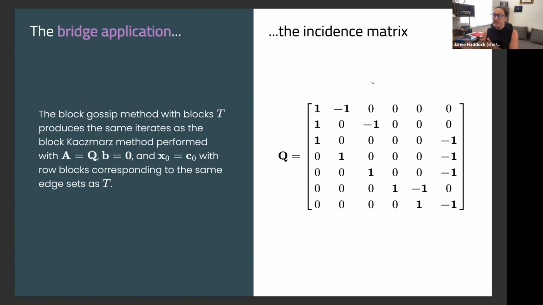And so we can make this connection: the block gossip method, if we're using blocks of edges tau, is actually producing exactly the same iterates as block Kaczmarz performed on the homogeneous linear system Ax = b, where A is the incidence matrix and b is the all zeros vector, as long as we start at the initial iterate x0, which is equal to the vector of all of the nodes' secret values. This requires, of course, that the row blocks we're sampling in block Kaczmarz are exactly the same as the edge blocks being sampled for block gossip. But the behavior between these two is exactly the same.